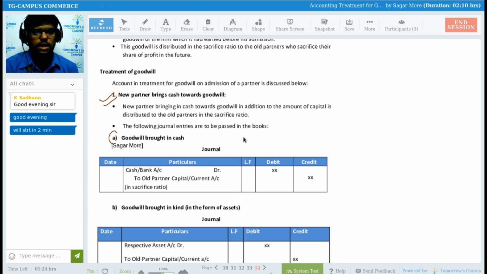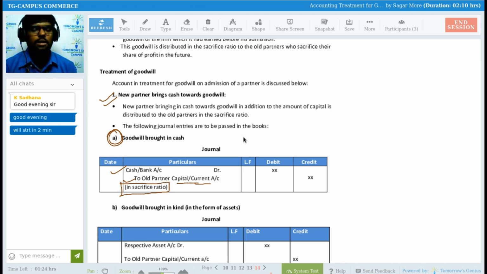If the partner is bringing cash for goodwill, the entry is cash or bank account debit to old partners' capital or current account. If we are following the fixed method, we credit the current account. If we are following the fluctuating method, we credit the old partners' capital account. And we distribute it in the ratio of sacrifice. This is the general entry we have to pass.